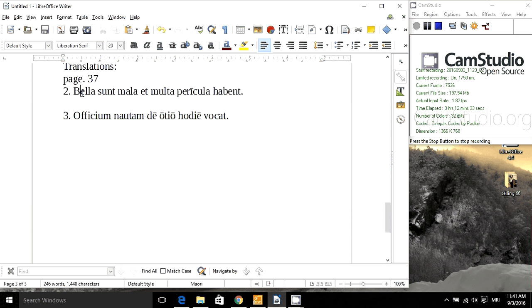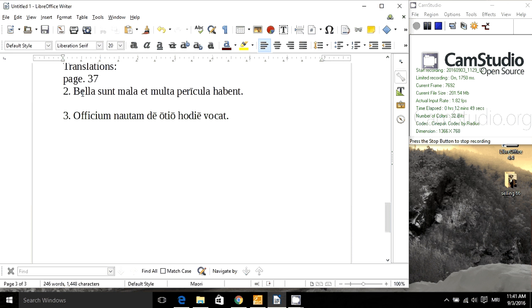Oculus, it's masculine for eye. Officium, it's neuter, means duty or service. Otium is leisure. Periculum, danger. Remedium, cure or remedy, obviously.